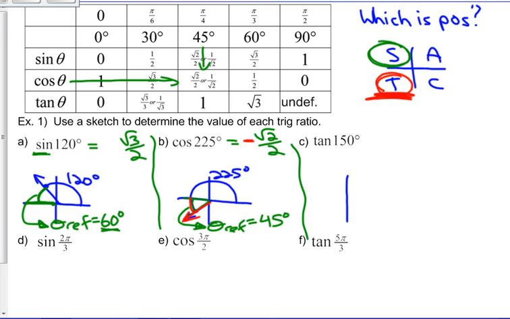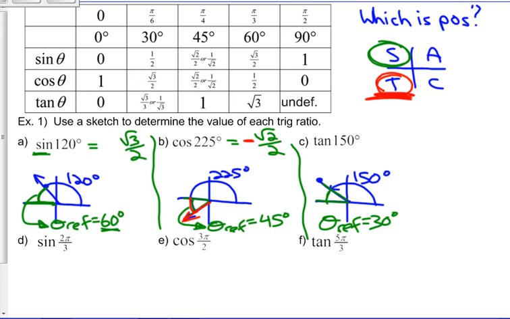Tan 150 looks like this. Let's think about theta ref. It's going to be 30 degrees in this case. So let's see what happens. Tan of 30 degrees, right here, it's root 3 over 3.